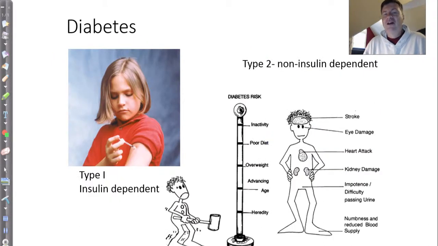And finally, we spent a little time on diabetes. I do want you to pay attention to the difference between type 1 and type 2. Which one is insulin dependent? Which one is not? How can a body become non-insulin dependent? What are the risk factors for diabetes, and what are some of the potential consequences? And you see those listed here on the right.